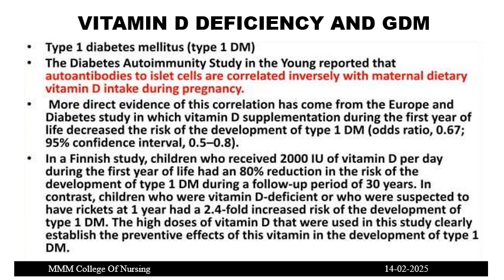year of life had an 80% reduction in the risk of development of type 1 DM over a follow-up period of 30 years. In contrast, children who were vitamin D deficient or who were suspected to have rickets at 1 year had a 2.4% increased risk of development of type 1 DM. So this is the correlation between the deficiency of vitamin D and the development of diabetes mellitus as well as development of GDM.